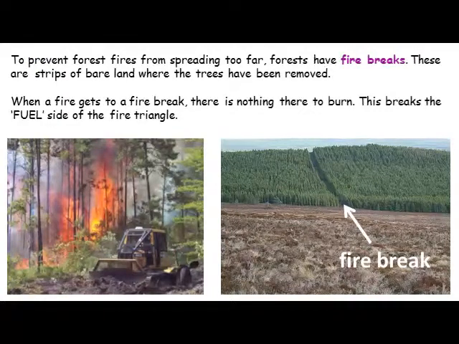Forest fires can be prevented from spreading by leaving strips of bare ground between areas of forest. These are called fire breaks. Because there are no trees in the fire break, there is no fuel to burn and the fire triangle is broken when the fire gets to the fire break.